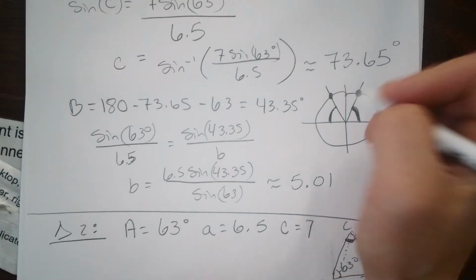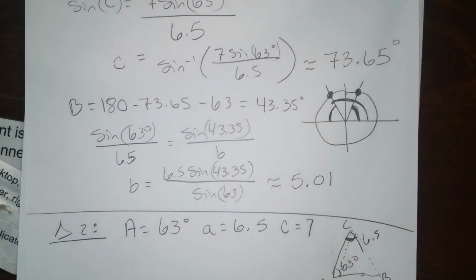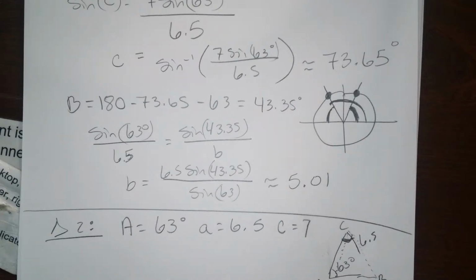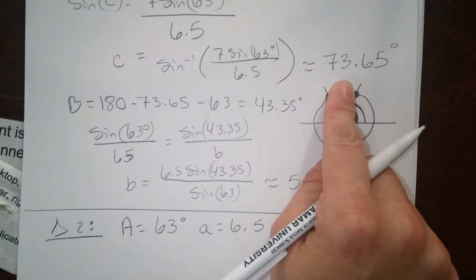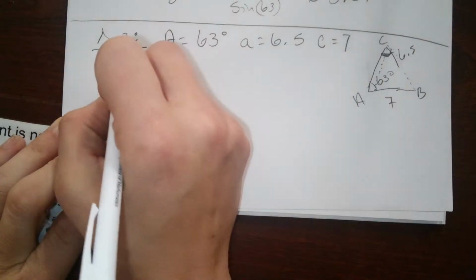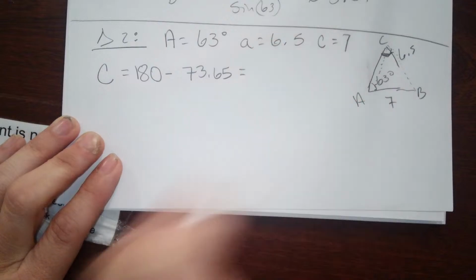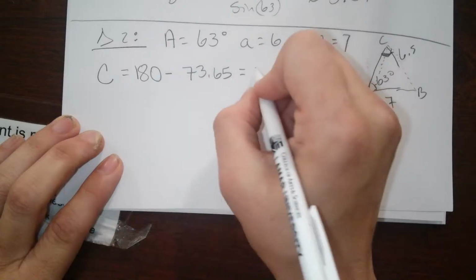So how do I find what this angle is? Because that's the angle that gives me the same value. 180 minus this distance. So we do the same thing every time. In the second triangle, I start with all the same information, and then I take the first angle I found, which in this case was angle C, and I subtract it from 180. So I'm going to start with angle C. This is going to be 180 minus 73.65, which gives me what? 106.35.